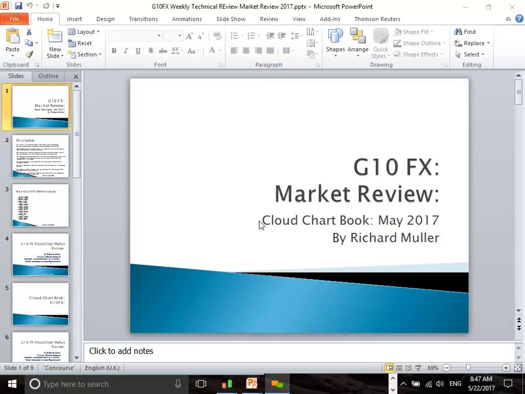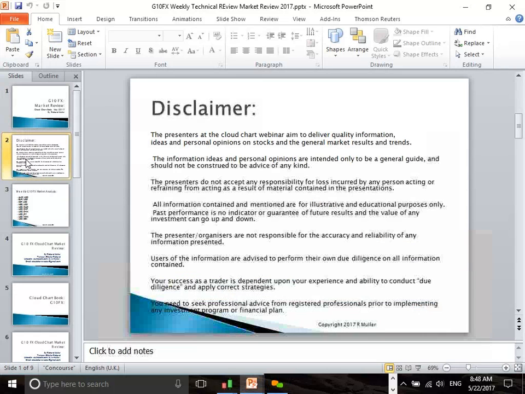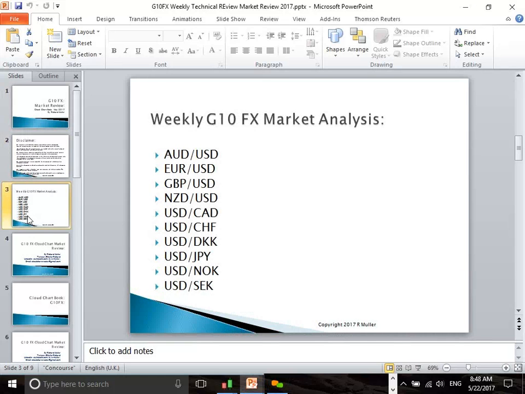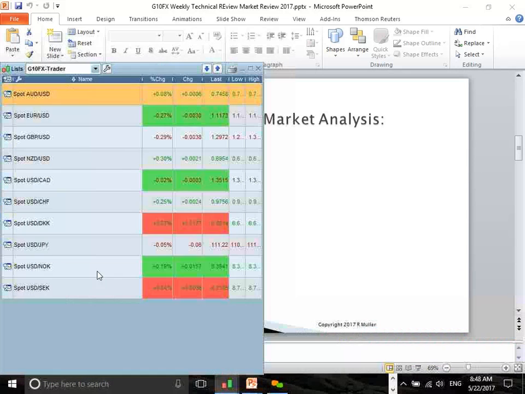Good morning, everybody. It's Monday, the 22nd of May, and this morning I'd like to do the G10 FX market review from an Ichimoku cloud chart perspective. There's the usual disclaimer. These are the currency pairs that I'll be monitoring this morning and doing some technical analysis on. So we'll jump straight into the ProRealTime platform.